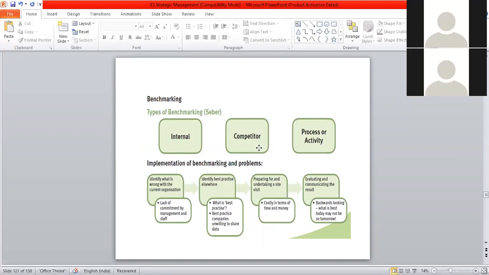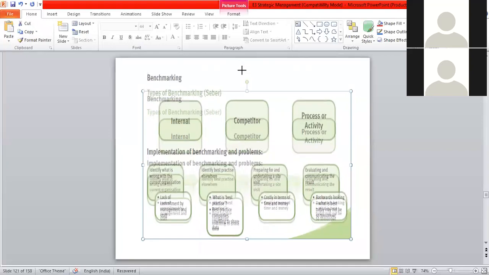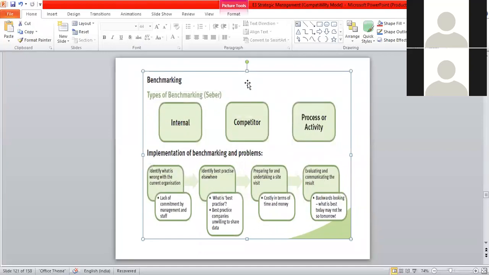Then we have another concept by which performance can be measured, which is benchmarking. Benchmarking, what is benchmarking? What's the meaning of benchmarking? I can understand whether someone's listening to me or not. What is benchmarking?